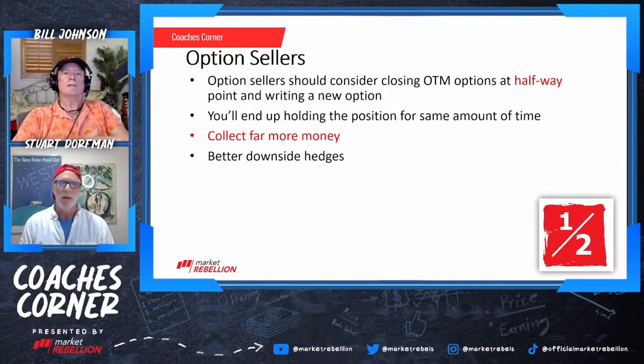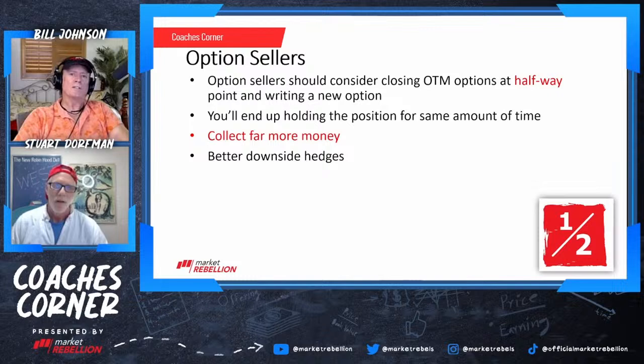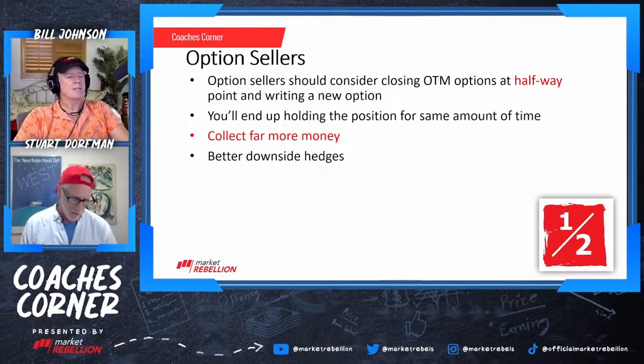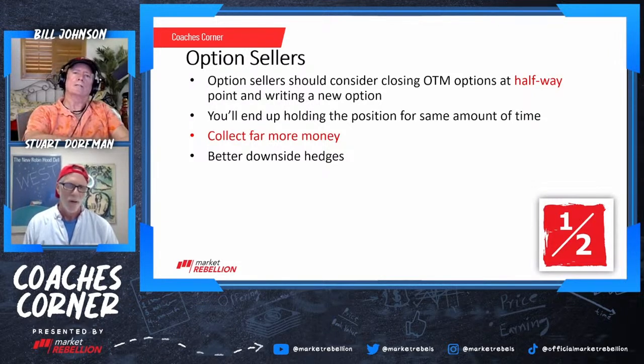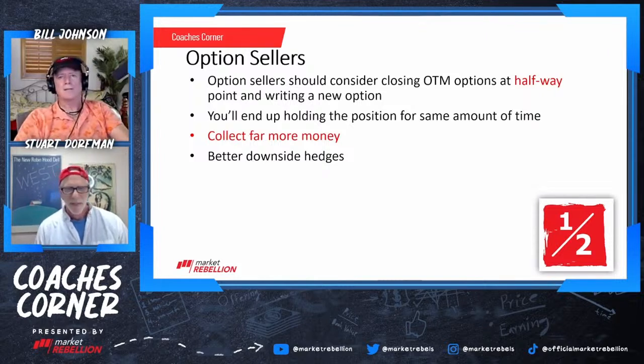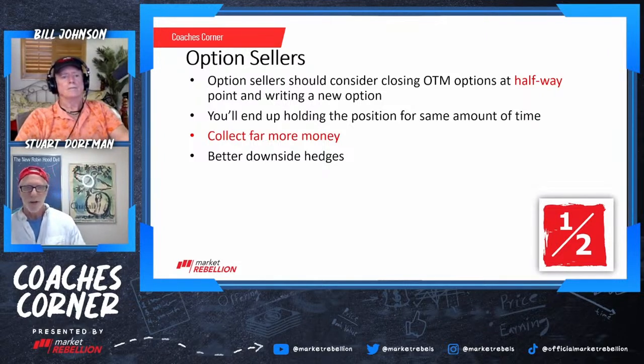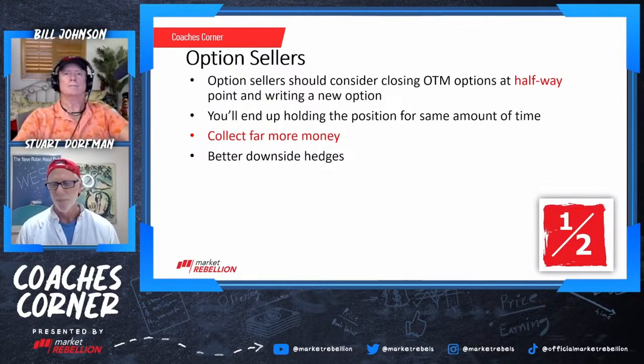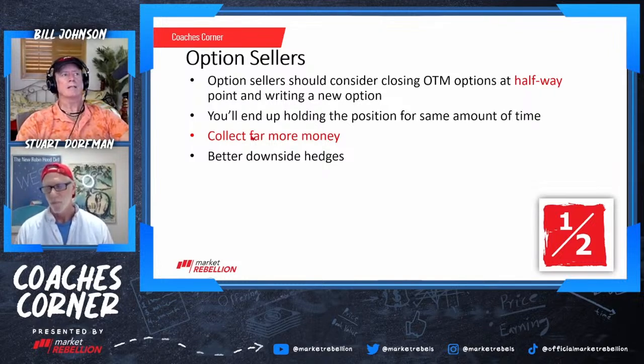And on that previous screen, if trader A holds 10 cents going forward, he has a 10-cent downside hedge. Doesn't matter where he sold it. Going forward it's 10 cents that will hedge you. If you roll it, it's now replenished back up to 50 cents. Yeah, there you go. Which one would you rather have? Better downside hedges, and you collect far more money.